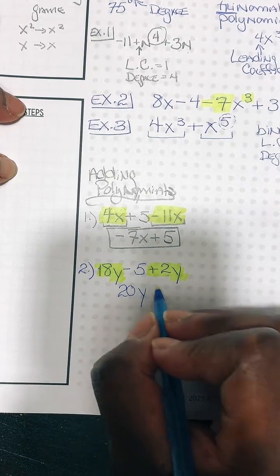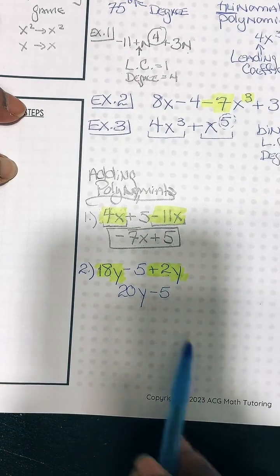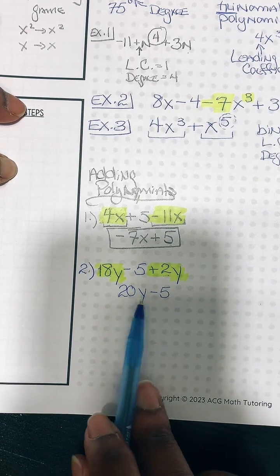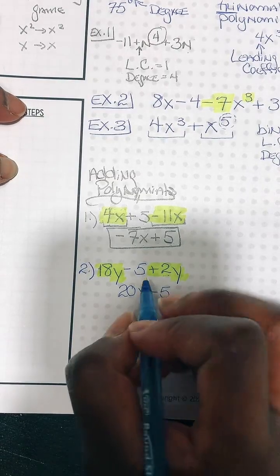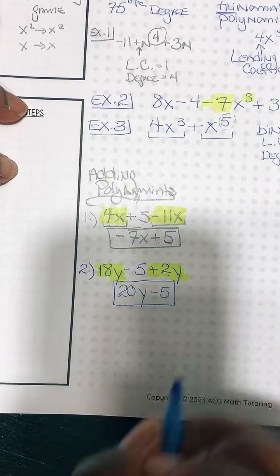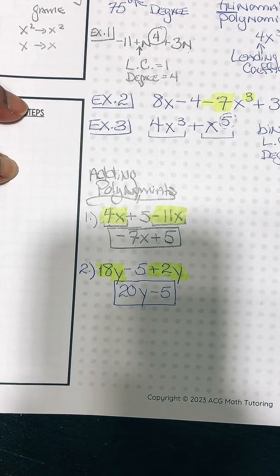So then my minus 5, I'm going to bring down the minus 5. Now, I can't combine these two. The reason why, the 20 has a y and the 5 doesn't. So they're not like terms. That's how I know when I get to stop, when I don't have any more like terms to deal with.